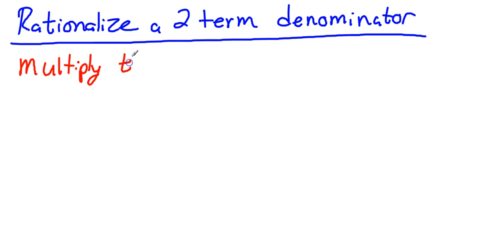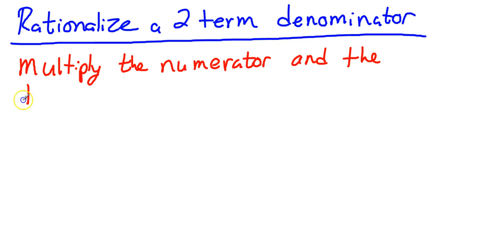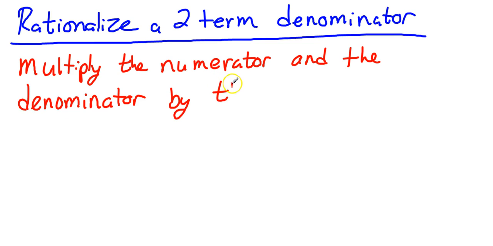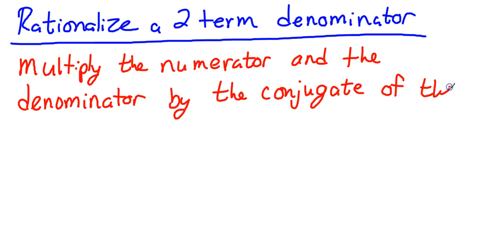So this is where you're going to multiply the numerator and the denominator by the conjugate of the denominator. And again, for the conjugate, that just means that you just have to change the plus or minus sign in the middle.